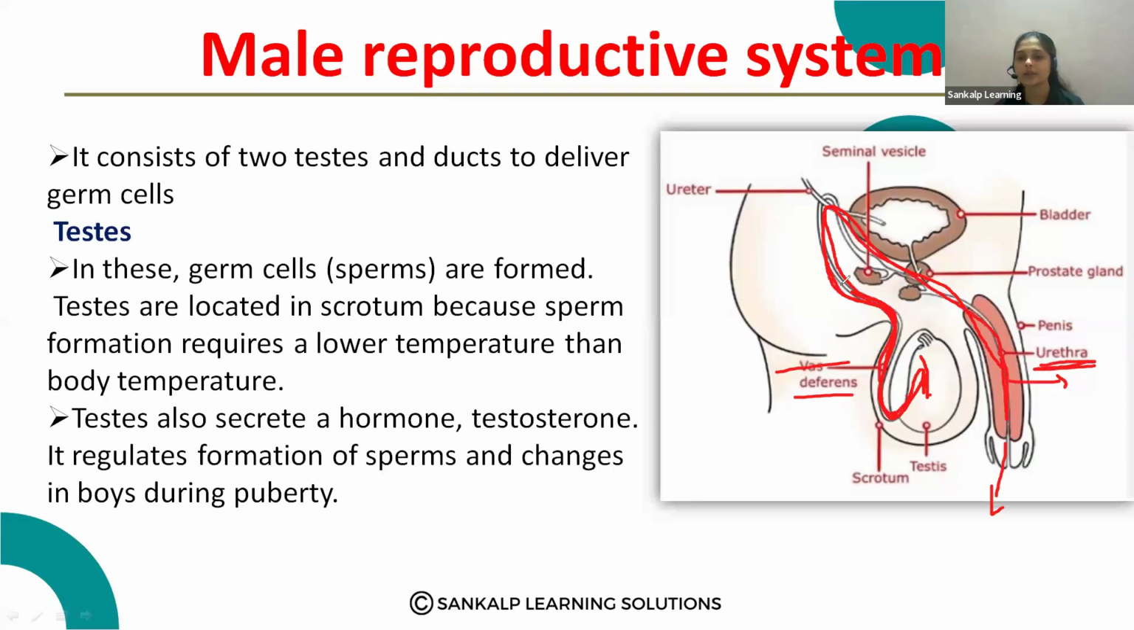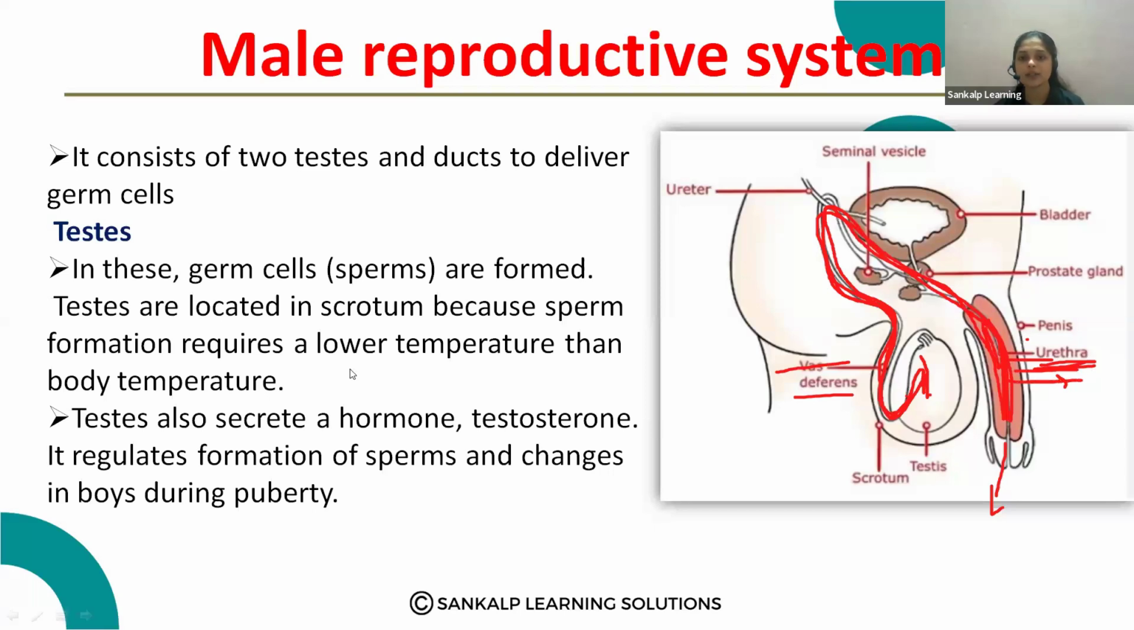Through this duct, they will reach the urethra which is present inside the penis. The urethra inside the penis allows urine to pass and sperm to pass through the same structure. Urine is also passing and sperms are also passing in the same duct, that is the urethra.